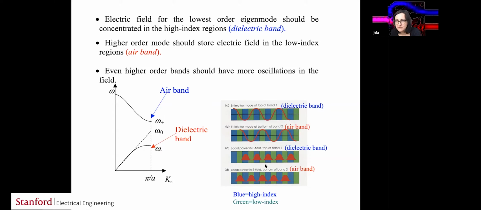Does this make sense? Now, you remember there is another band here, right, at even higher frequency. How would the electric field for that look? What do you think? I mean, periodicity has to be the same, right? All of these are Bloch states with k equal to pi over a, so periodicity has to be 2a. But how would the electric field be different then? Can you do anything better than this in terms of localizing the electric field in the high index region? Not really, right? But what can you change?